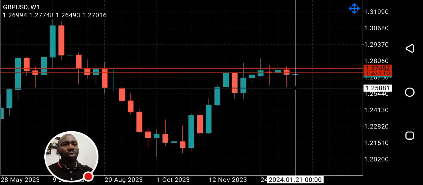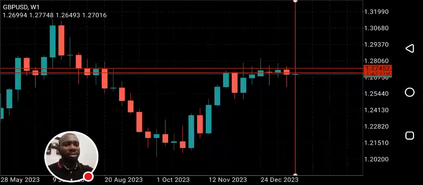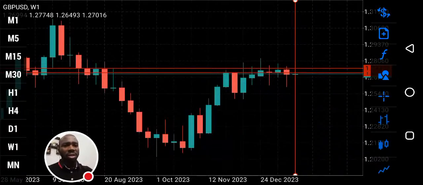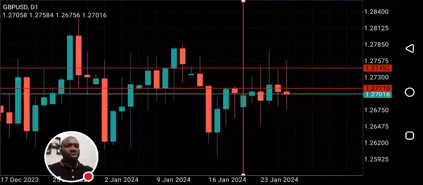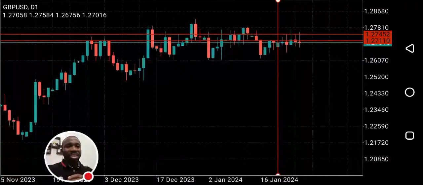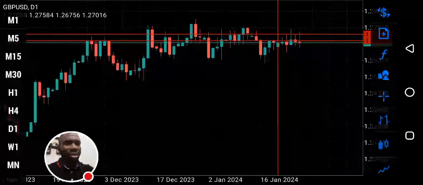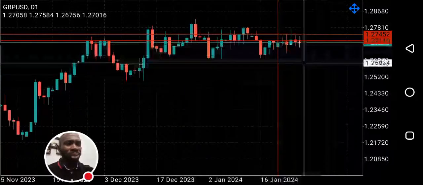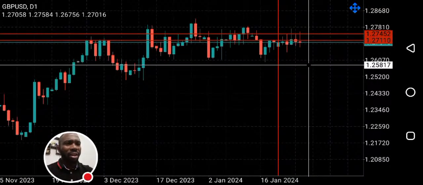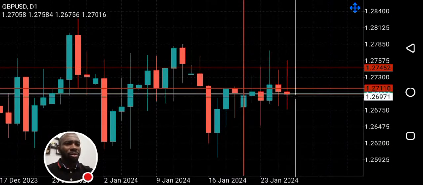Okay, so let's go down to daily time frame. Before we go down to daily, let me apply a vertical line on last week's candle. So let's go down to daily. You can see on daily also that GBP USD has been in a range. It's obvious, right? GBP USD has been in a range for some time on daily also. If you look at the candlestick patterns that formed last week, this is Monday, Tuesday, Wednesday, Thursday, Friday.